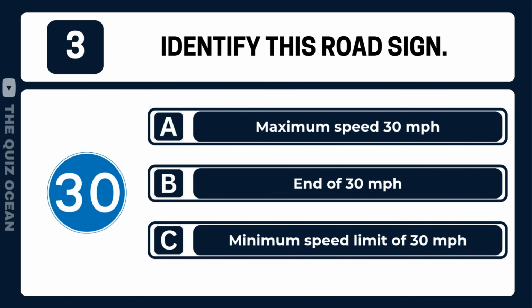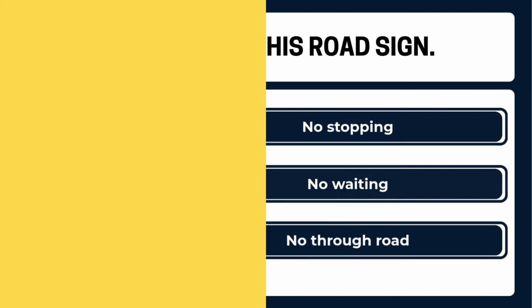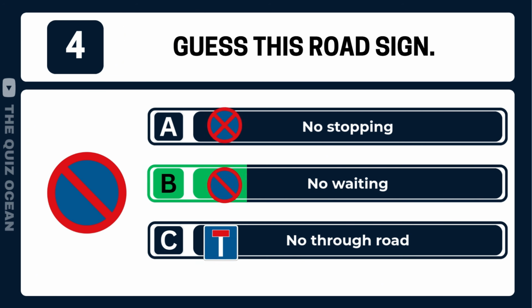Identify this road sign. The answer is C, minimum speed limit of 30 miles per hour. Guess this road sign. The answer is B, no waiting.